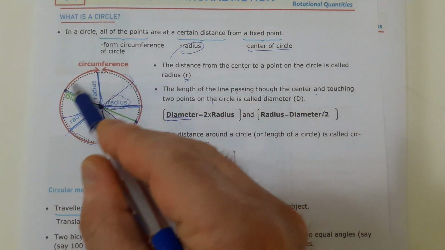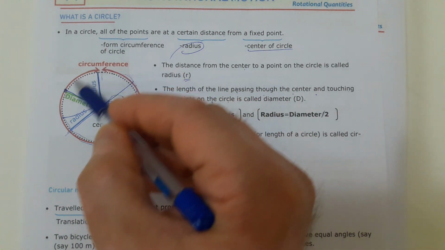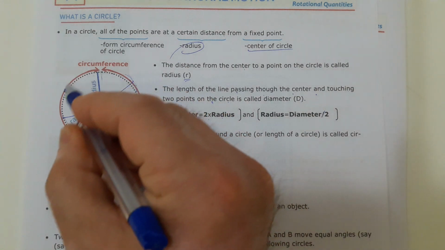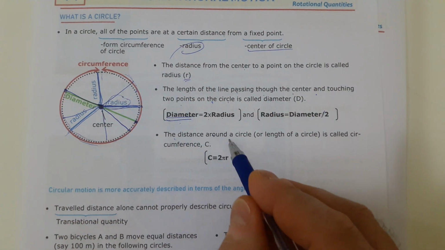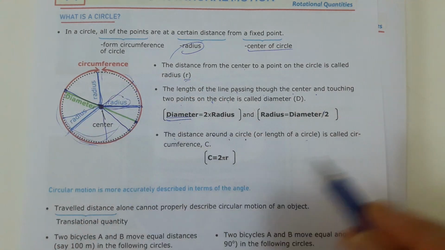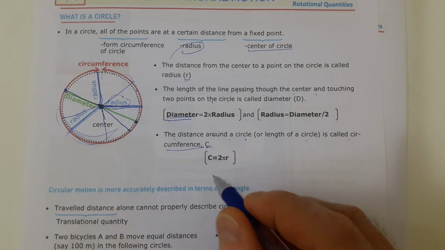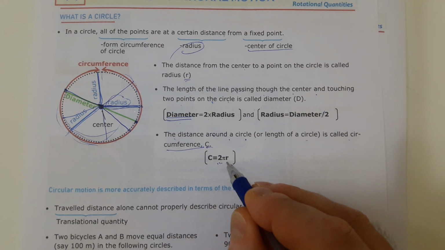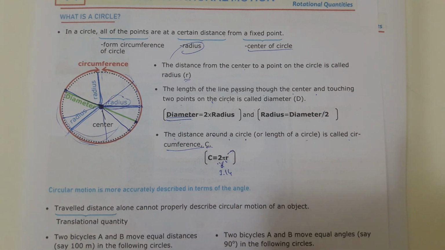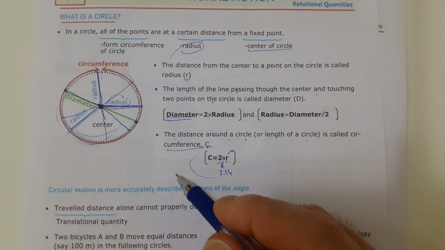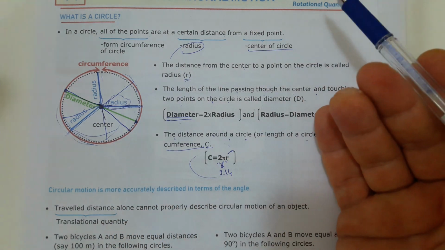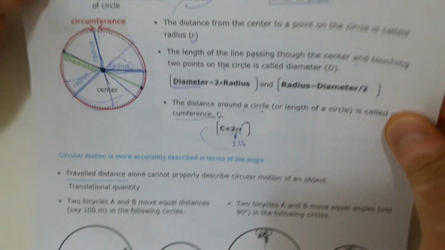But as I said, this circular line is known as the circumference. This circumference also has a length. The distance around the circle, this length of the circle, is called the circumference C and is calculated by 2 pi r. Pi is 3.14. r is the radius of the circle, and by this equation we can find the length of this circle, which is known as the circumference.